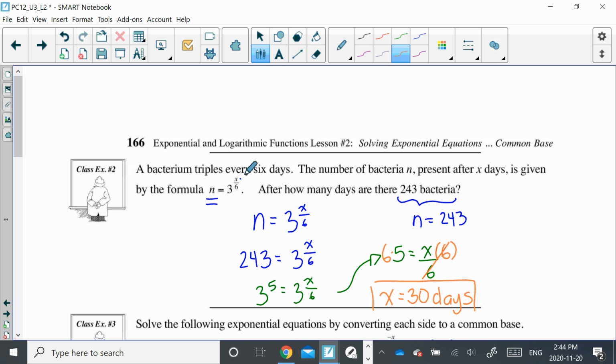How we could check this, it's always good to do a check whenever you can. We got that x is 30 days. So what we're going to check is that we were correct. X is 30, so n is equal to 3 to the power of 30 divided by 6, and let's punch this in on our calculator.